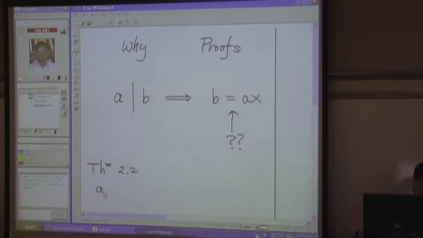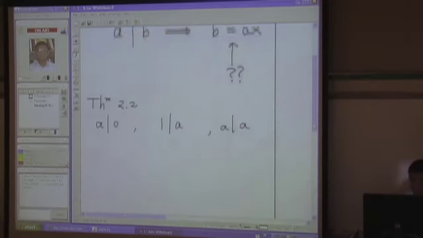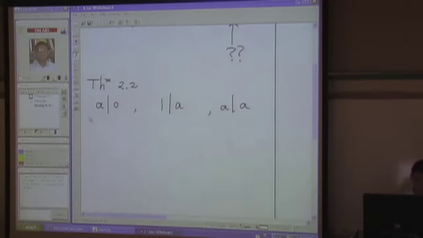If A divides 0, and 1 divides A, and then A divides A for non-zero integer A. So these are all trivial, right? And then the second one is, if A divides 1, then A is either plus 1 or minus 1. I proved these things.